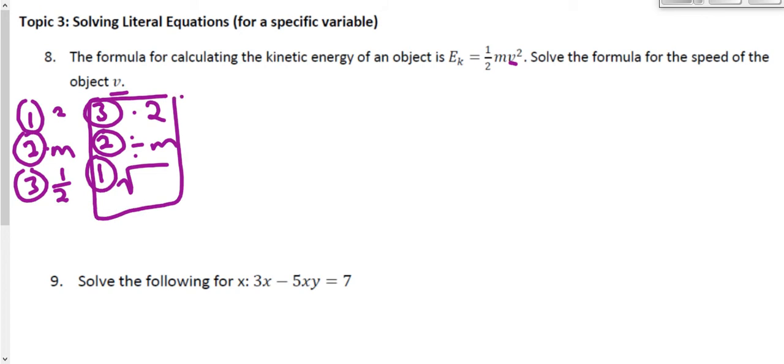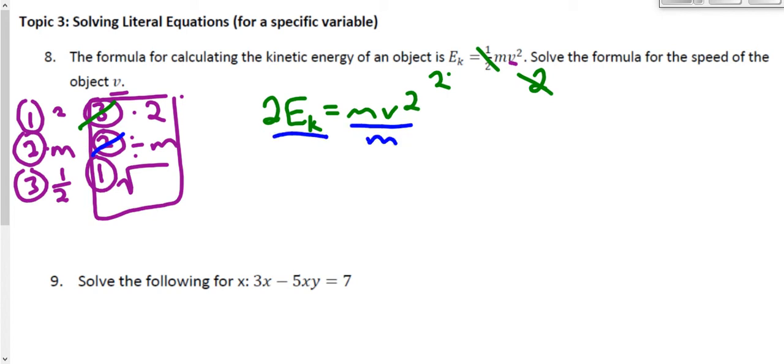So I'm going to start by multiplying both sides by 2, this side and this side. I end up with 2 times E sub k, and it's going to be equal to mv squared, because the times 2 and the 1/2 cancel each other. Done. Up next, we'll divide both sides by m. These m's are now gone. Done. And we end up with 2 E sub k over m equals v squared.